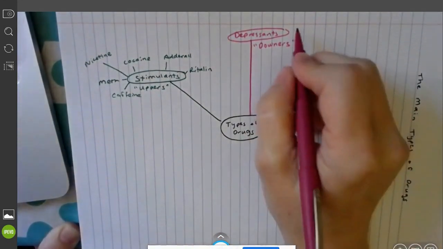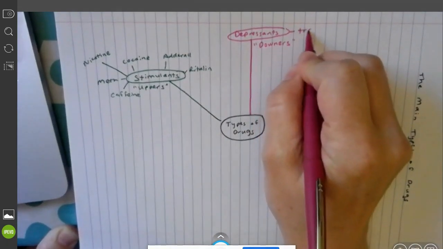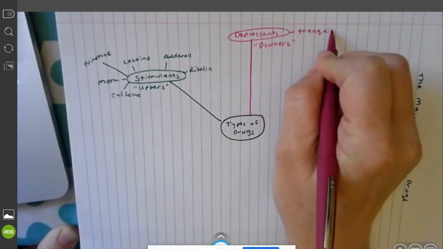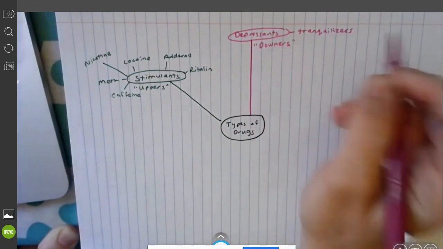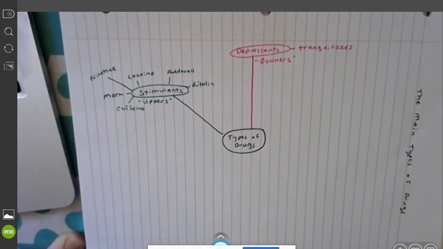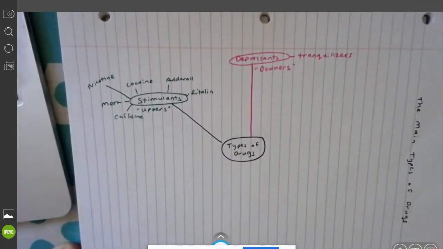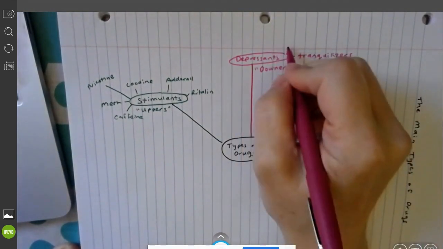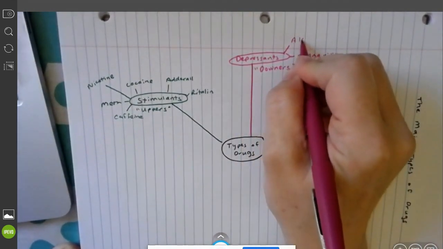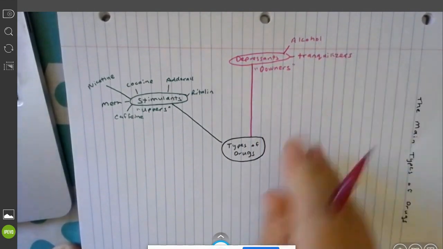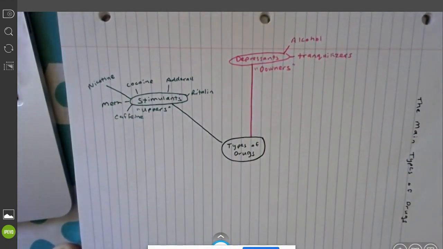In fact, I'll even put that as our first type. This will be things like tranquilizers, like Valium. They slow down the body. Another type would be alcohol. Sometimes when people have alcohol poisoning, which we'll talk about a little bit later, their breathing rate goes down to about 8 breaths every 8 seconds, which is very, very slow. Sometimes people can slow their heart down to the point where it just stops beating. Alcohol would be a good example of a depressant.